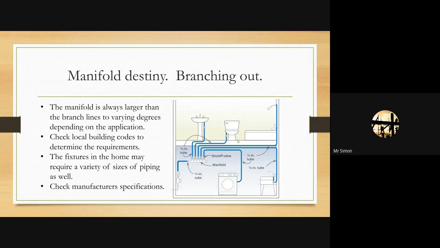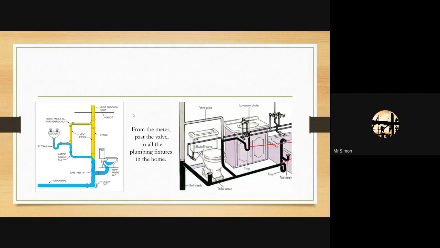Manifold destiny, branching out. This is that manifold I was telling you about. Water comes in past the meter, the valve is open, so the water feeds into this bigger pipe. From this pipe, this manifold, branch lines will feed every other unit in your home. Simple as that. And I'll show you a water hammer coming up. I don't see a water hammer yet, but after you use everything, water is fed to it from the meter past the valve to all the plumbing fixtures in the home.